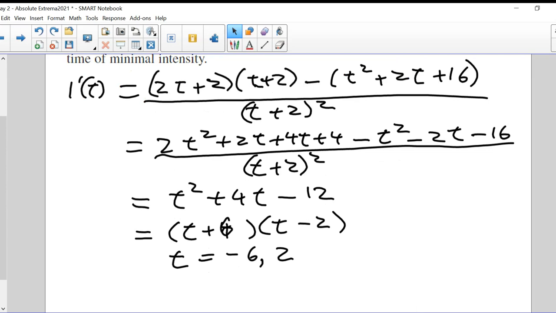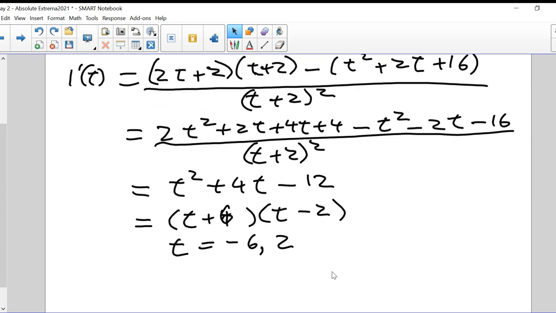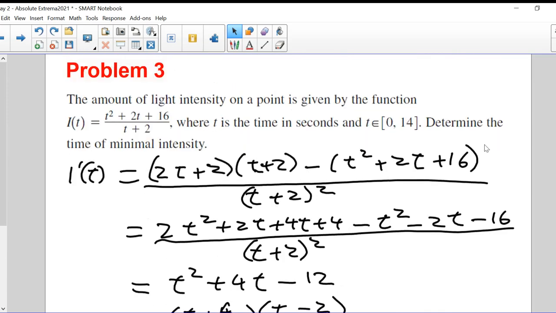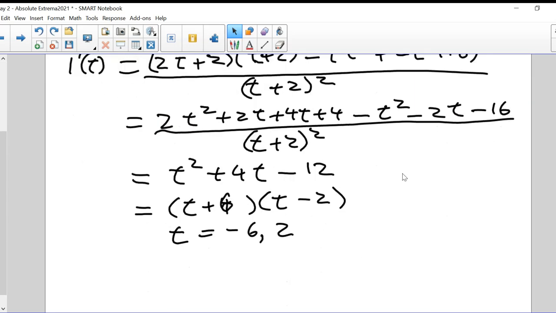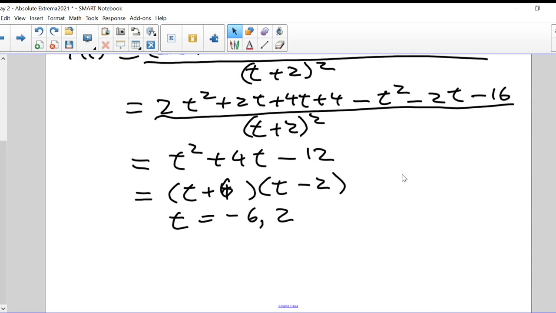But guess what? There's no point in testing minus 6. Why is there no point in testing minus 6? Quickly answer that question for me. Anybody? The time? Yeah, it's time, and also because they gave us a domain of 0 to 14. They said it's outside the domain. That's exactly right. It's not in the domain. So Ashra and Sarah and Adam and Tomala are all correct. We're not even going to bother to test minus 6. We're only going to test the 2.